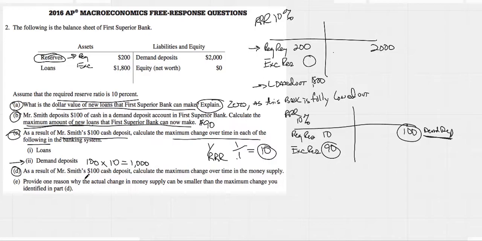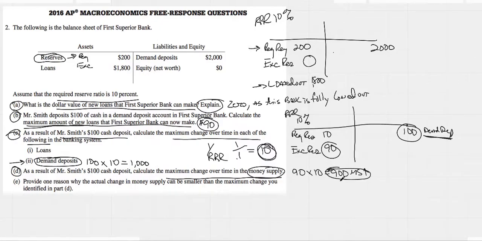Let's look at D. As a result of Mr. Smith's $100 cash deposit, calculate the maximum change over time in the money supply. This tends to be the sort of order that we usually do these: we'll figure out how much this bank can loan out, then we talk about the money supply, and then we talk about demand deposits. So let's just jump out of order a little bit here. The money supply, we know this bank can loan out $90. We'll multiply that by our multiplier again, which is 10, and that gives us what's going to happen to the money supply. The money supply would increase by $900.